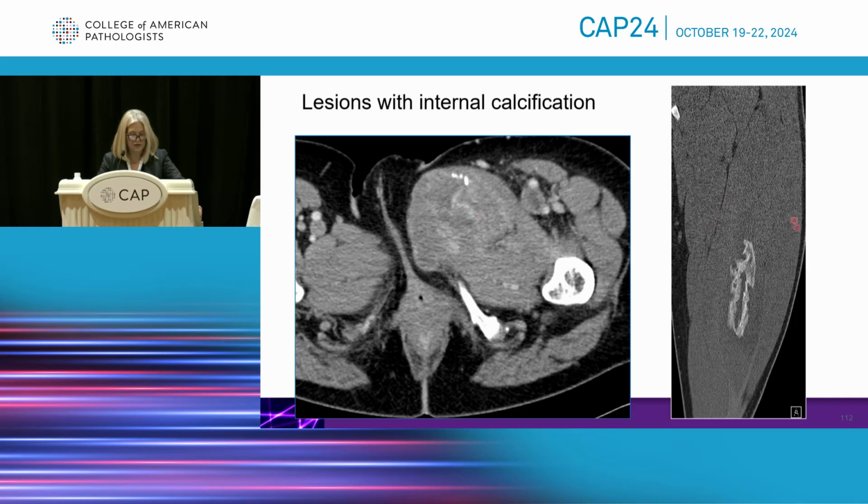So if you see this lesion, this is well organized, and it has kind of a mature type of shell around a central core, and this is a myositis ossificans. So a benign lesion, one of the pseudosarcomas.